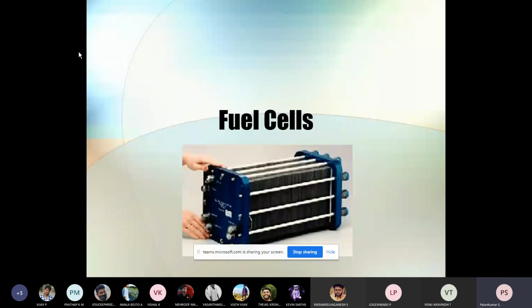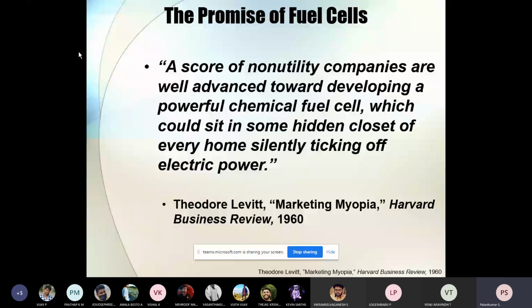We have done some work to get that pure hydrogen. Using that hydrogen, once again we can get electric power. So it's a kind of battery, stored energy only. That is the reason why we consider fuel cells an energy storage system. As already told, the utility and non-utility companies are well advanced, working towards developing a powerful chemical cell, the fuel cell. Actually, it's an advanced version of the battery.